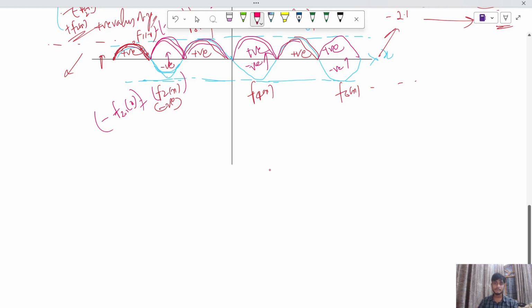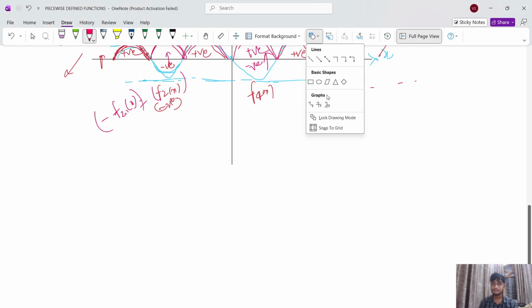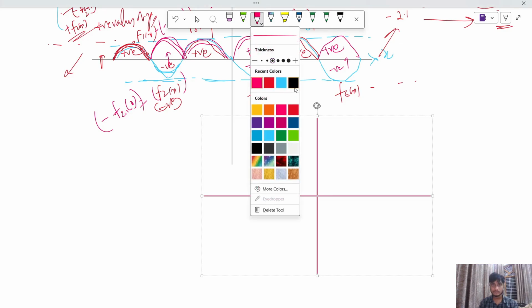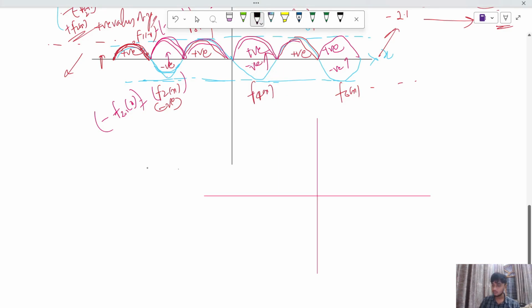Okay, so I'll draw the graph again of this. Now, if I say f of x equals mod sin x, what will it look like? First this one, it won't go down, it will come up again, again this one, and this one, and this one, and this one. I'm sorry about the shape.